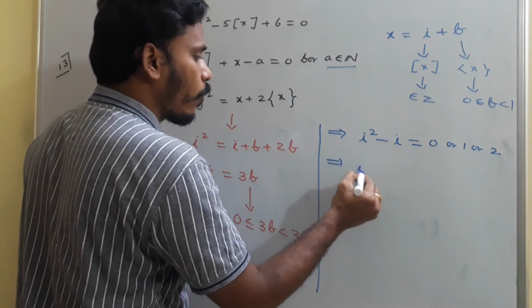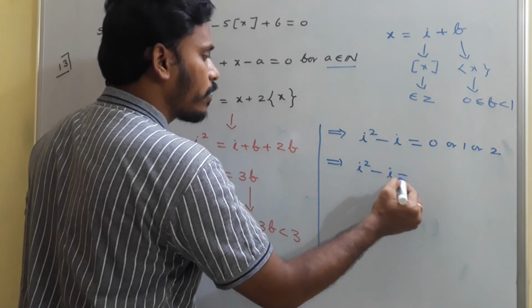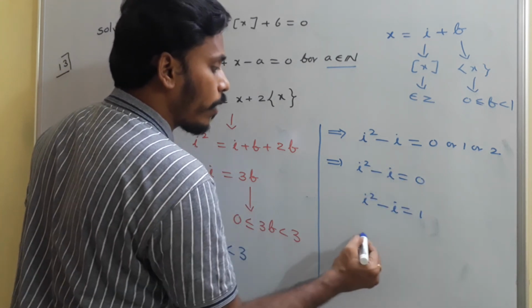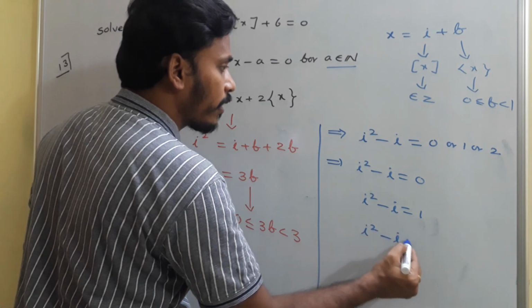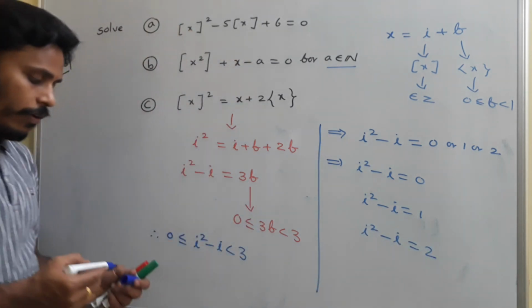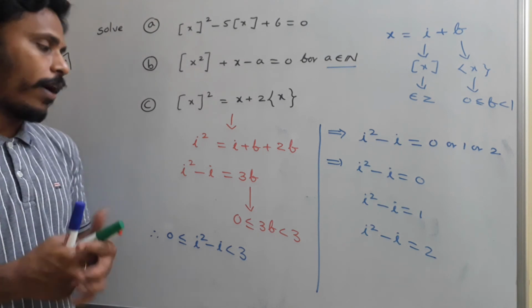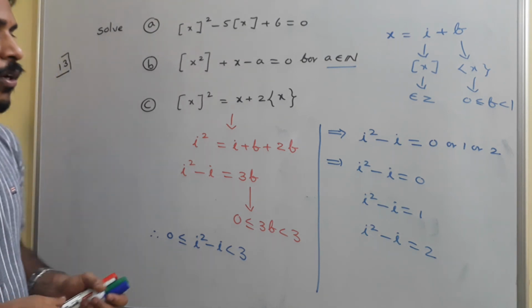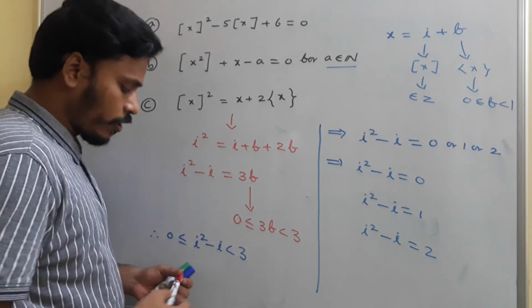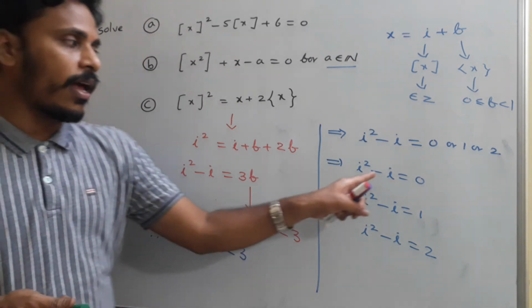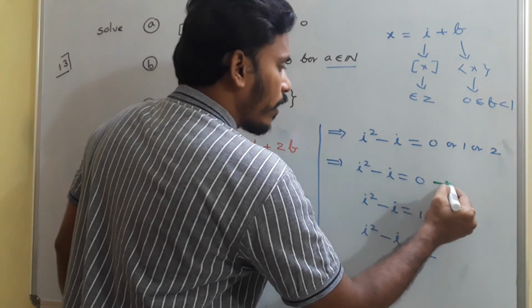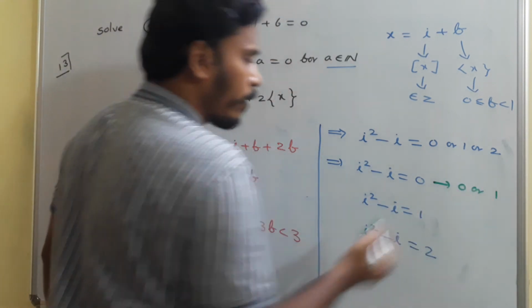We have different equations. I square minus I is equal to 0. I square minus I is equal to 1. I square minus I is equal to 2. Everywhere you just calculate the value of I, and from there you will get the answers, right? So what are the values of I from the first situation? From the first situation, I is I into I minus 1, so from there you will get that I is equal to 0 or 1.